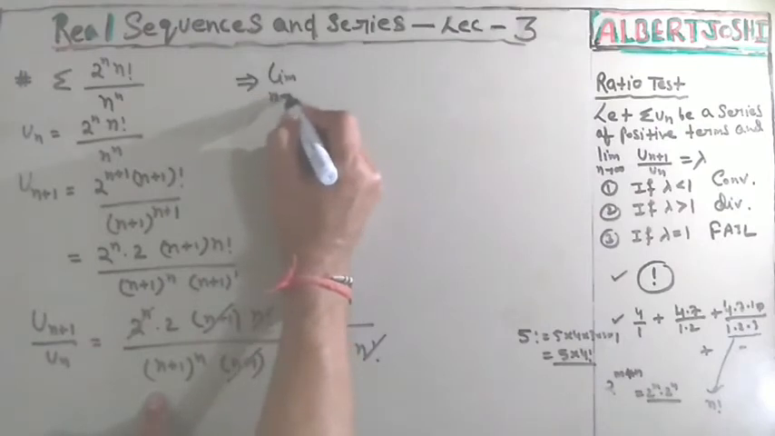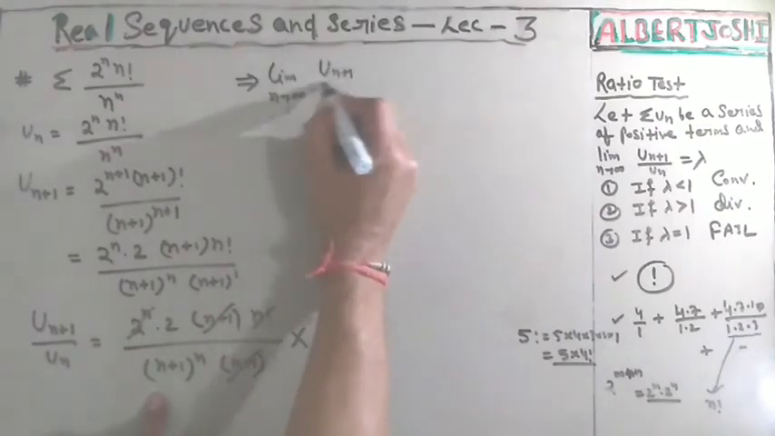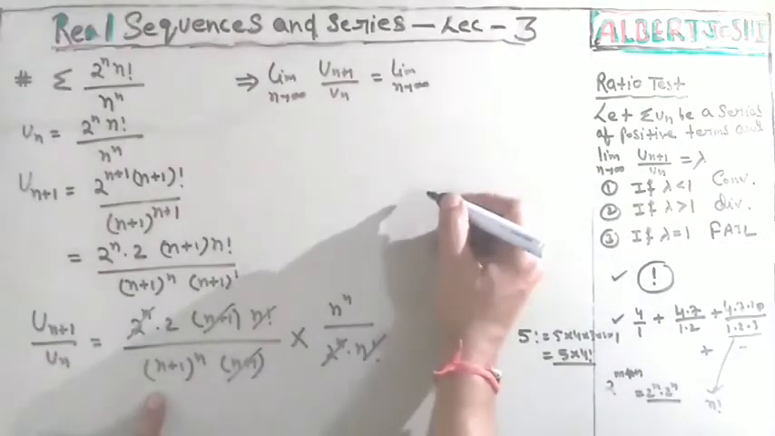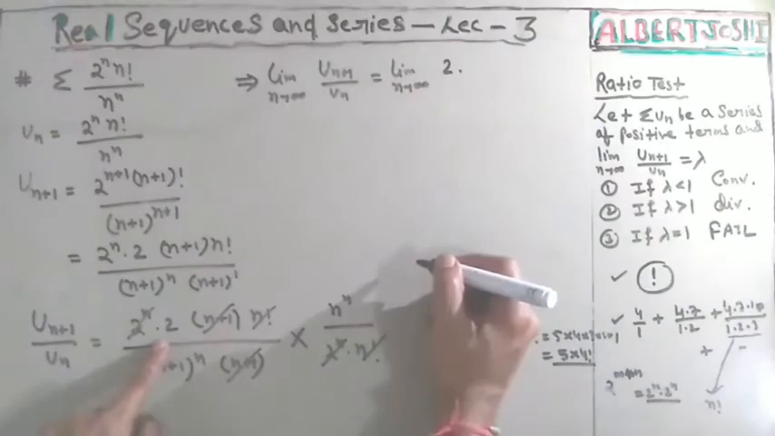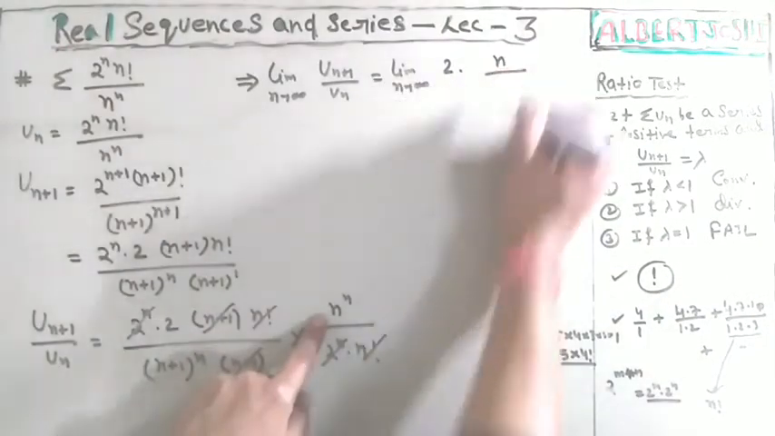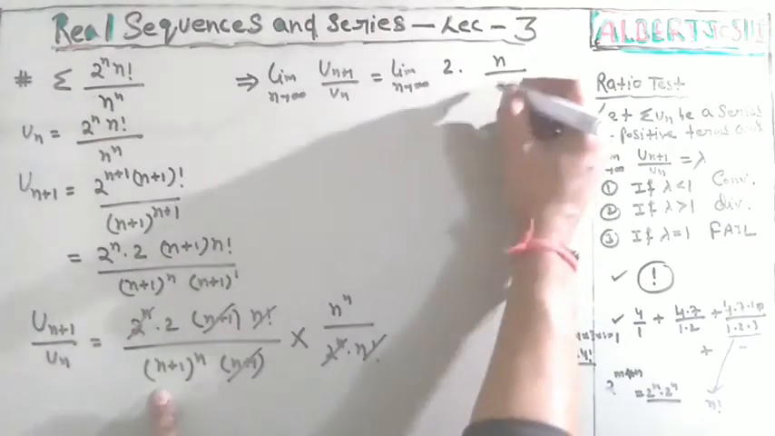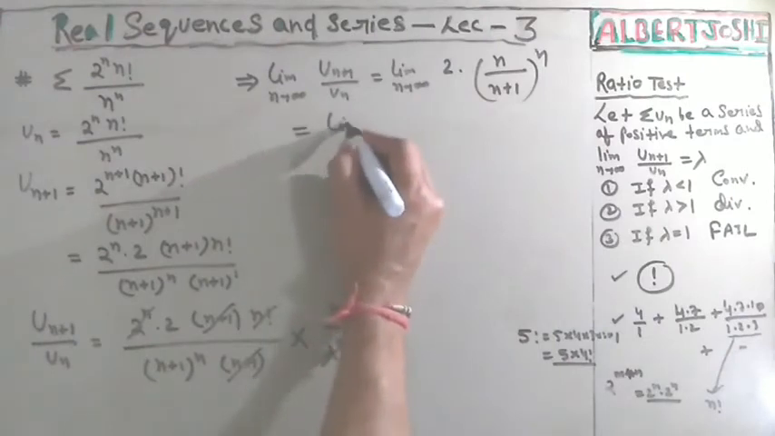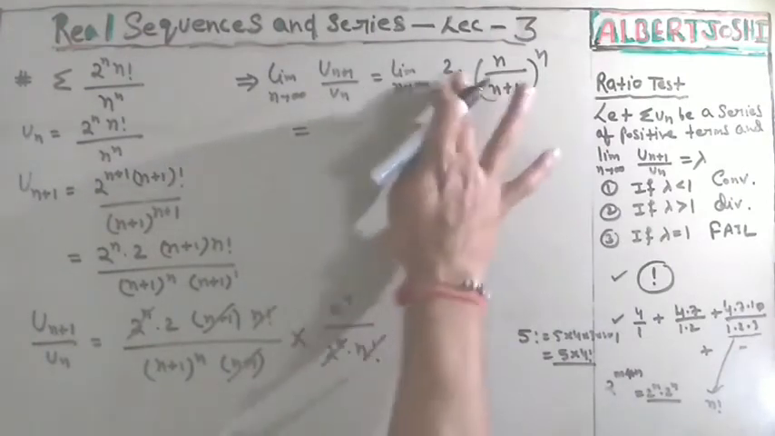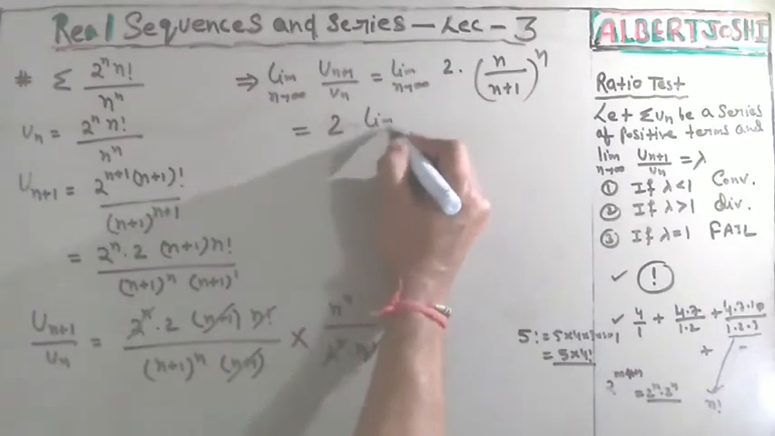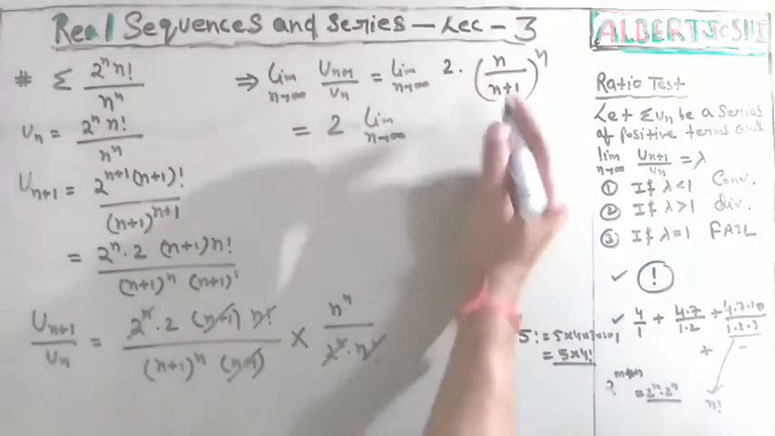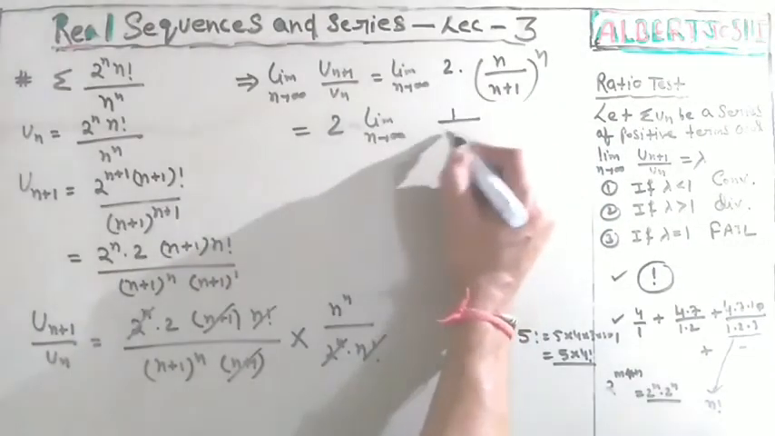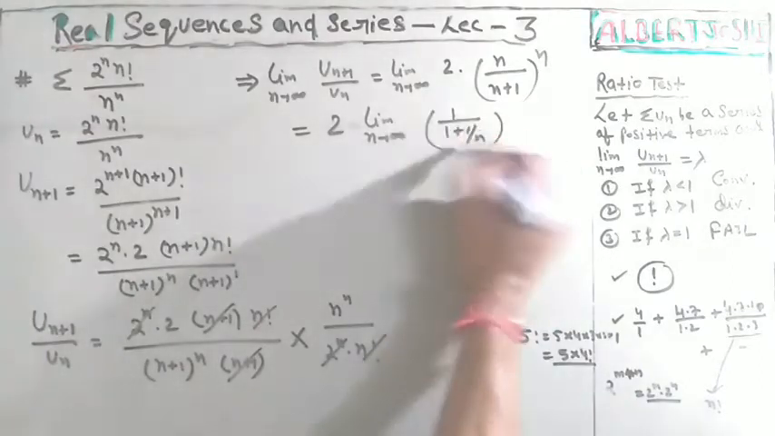So you are getting limit n tends to infinity of un plus 1 upon un is equal to limit n tends to infinity of 2, then n to the power n upon n plus 1 to the power n. Both to the power n. This is a constant, so it must be outside the limit. Now take n common on both sides, then it cancels, and you are getting 1 plus 1 upon n, whole to the power n.